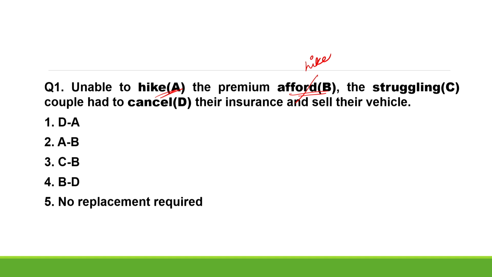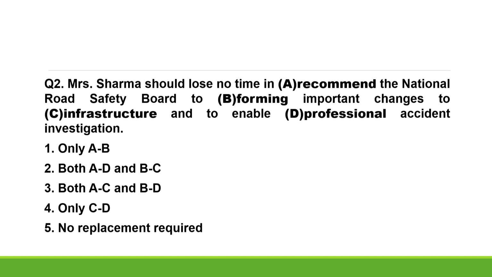Thus, A and B must be interchanged. Hence, the correct answer is option 2. So, now the correct sentence after interchanging the words should be: unable to afford the premium hike, the struggling couple had to cancel their insurance and sell their vehicle. Fine. I hope it's clear. So, now moving on, here's the next question. Solve it.